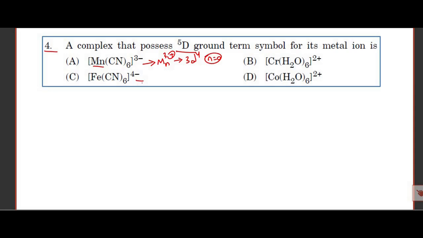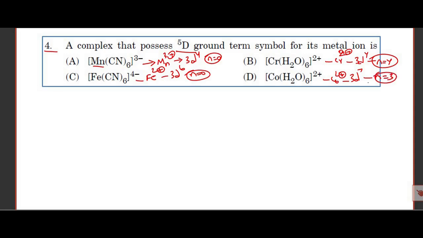In [Fe(CN)6]4-, here also it is Fe2+, which shows 3d6, all electrons are paired, n equal to 0. Here it is Cr2+, which contains 3d4. Due to weak ligand, here it has 4 unpaired electrons. Here it's cobalt 2+, which is 3d7, which has 3 unpaired electrons. For the ground state term symbol, here they have given 5D.